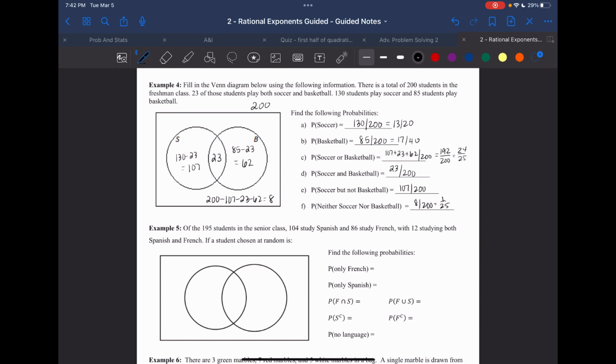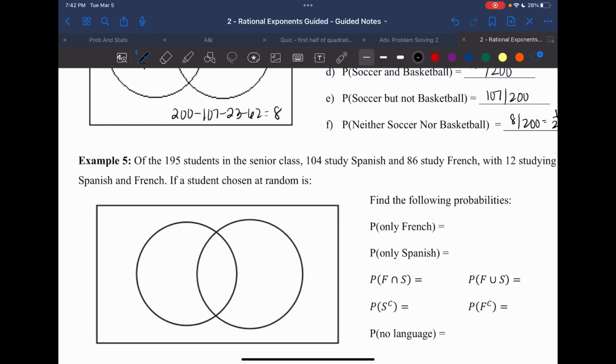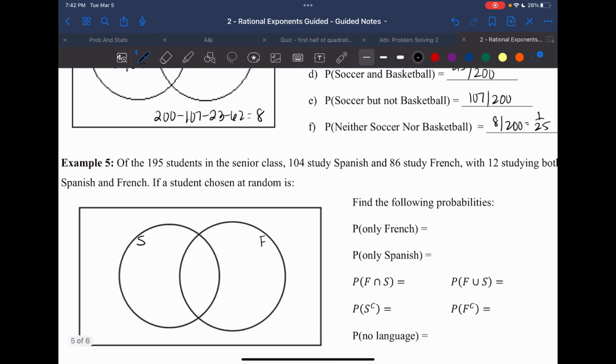Example number 5. Of the 195 students in the senior class, 104 study Spanish, 86 study French, and 12 study both Spanish and French. So what we're going to do is fill in the table. First, we should label them as Spanish and French. All right, so again, since 12 study both, that'll be 12 here. We know 104 study Spanish, so 104 minus 12 is equal to 92.